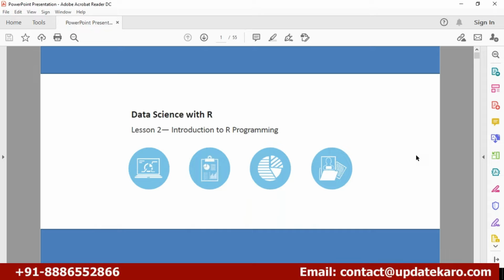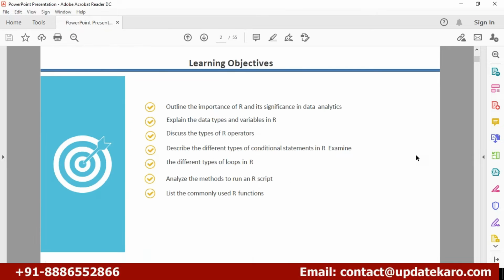So lesson 2. So we are here with the introduction to R programming.